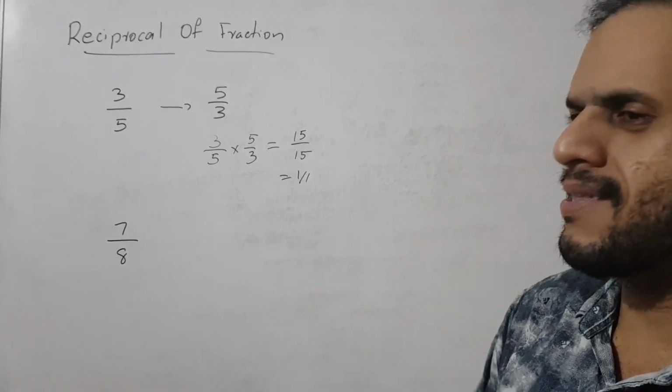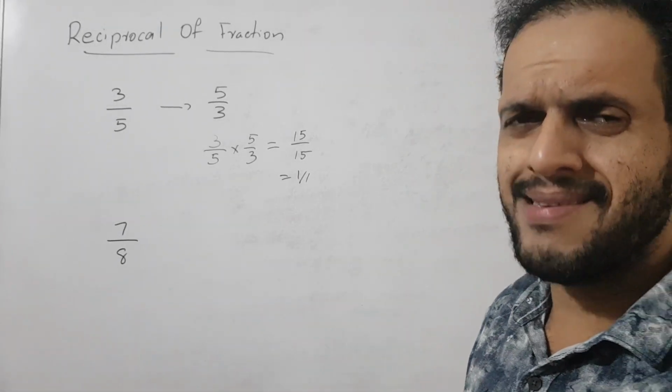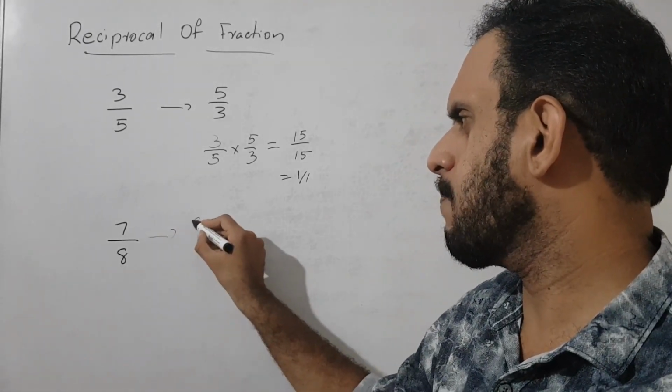Then what is the reciprocal of 7 by 8? There is no doubt: the reciprocal of 7 by 8 is 8 by 7.